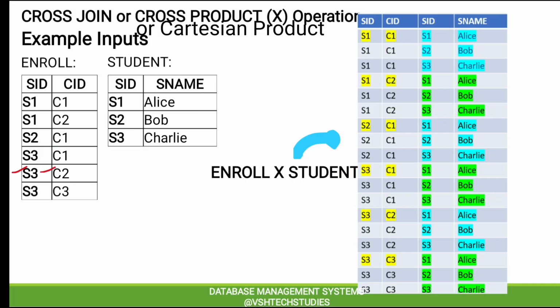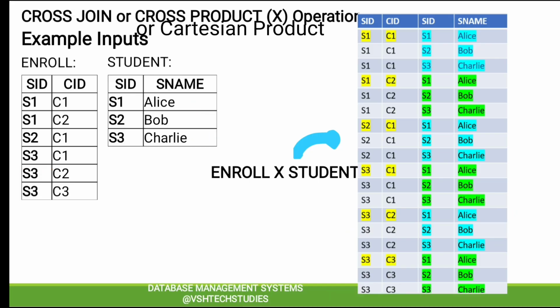Next row, that is S3C2, is taken, joined with the first row of the second table. So the next row in the product relation is generated. So with the second row it is joined, so we have the next row in the product relation. With the third row it is joined, and we have the next row in the product relation. So this completes the procedure with the S3C2 row of the enroll table.